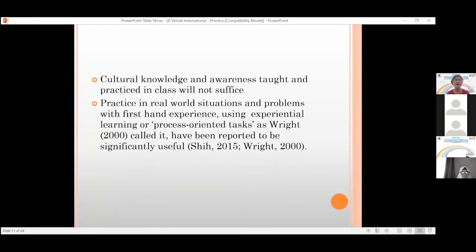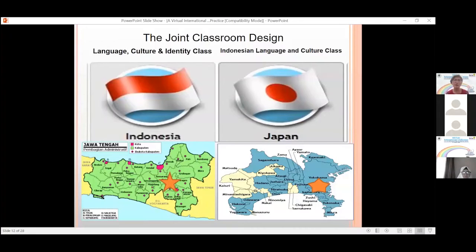So when they want to have intercultural communication, they have to communicate in real world situations. Well, as I said, communication in a real world situation may not be possible this time because of the pandemic and other constraints. So that is why this is an alternative: designing the joint classroom. And this is the joint classroom design that I would like to describe in this presentation.